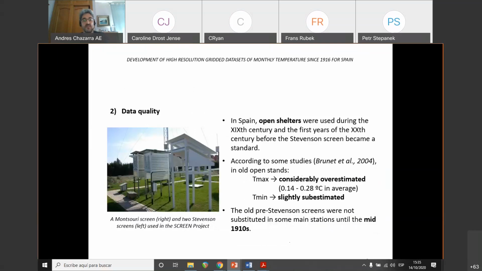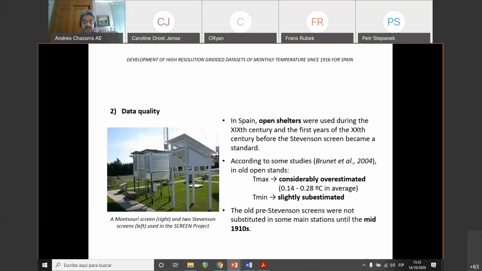And on the other hand, we have considered data quality, because the historical old data have a lot of problems, as we all know. And one of those problems is that in Spain, as in many countries, we used open shelters during the 19th century and the first years of the 20th century, before the Stevenson screen became standard.